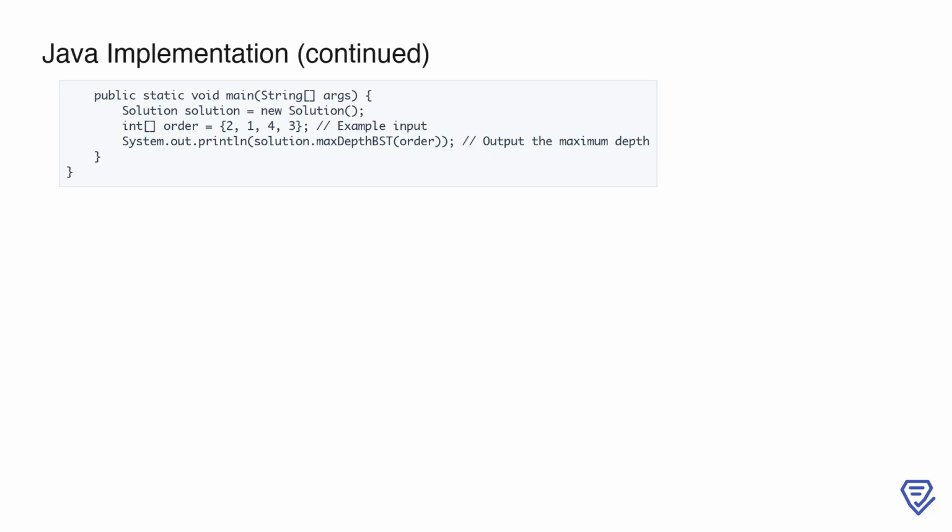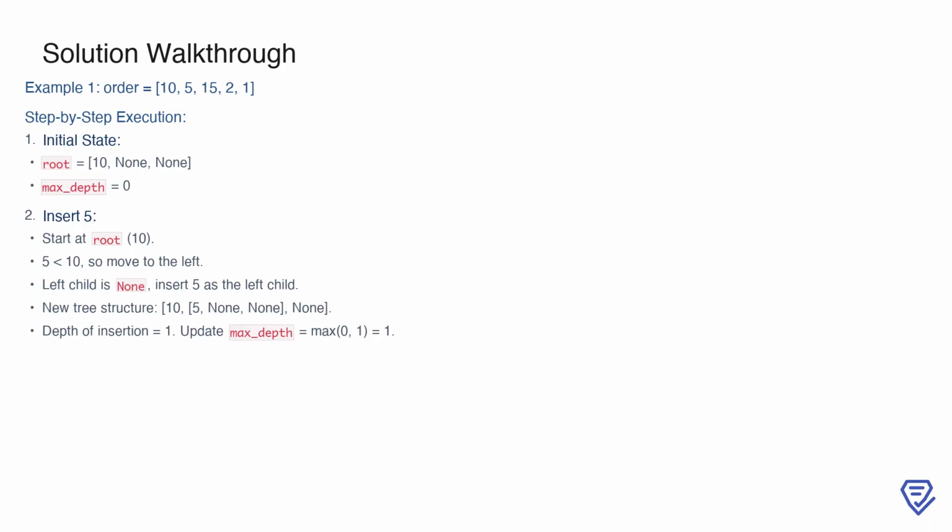Here, we start with the insertion order 10, 5, 15, 2, 1. Initially, the root of the binary search tree, or BST, is set to 10, and its left and right children are both null. The maximum depth, which tracks the deepest level of the tree, is initialized to 0.